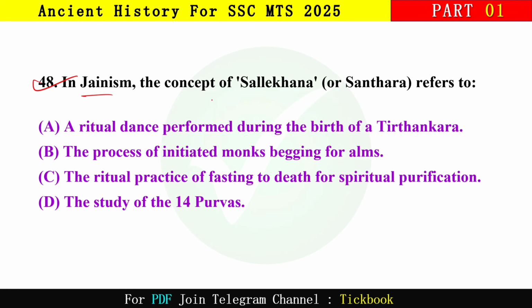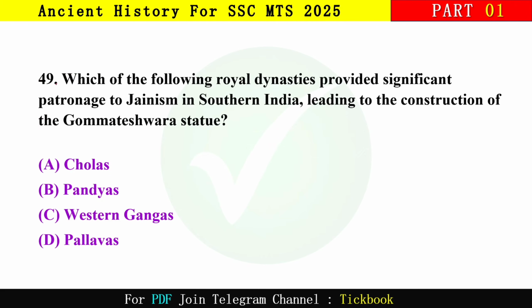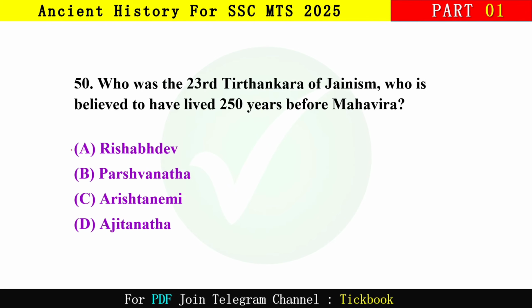48. In Jainism, the concept of Sallekhana or Santhara refers to? Option number C, the ritual practice of fasting to death for spiritual purification. 49. Which of the following royal dynasties provided significant patronage to Jainism in southern India, leading to the construction of the Gomateshwara statue? Option number C, Western Ganga.